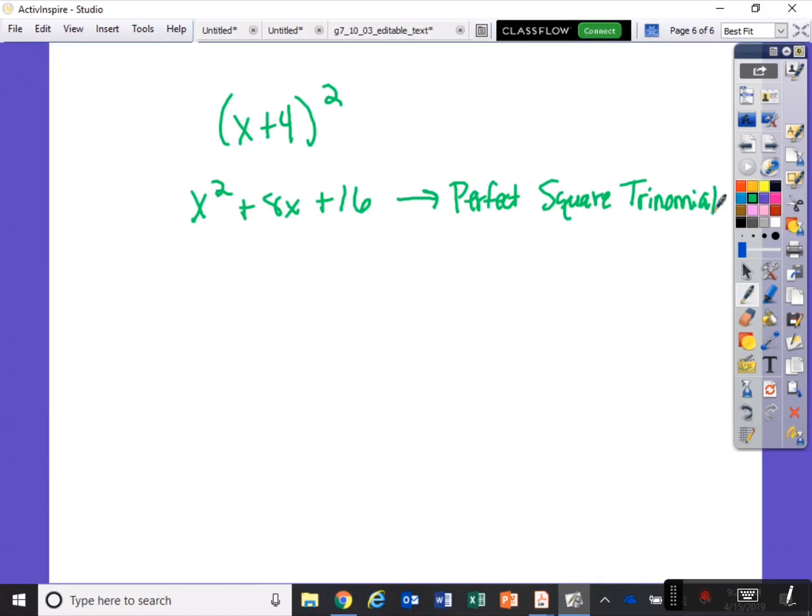We'll do more problems, it'll make more sense. Now, if you recognize that, you don't have to go through all of the processes of factoring, finding your factors of 16 that add to make 8. If you recognize that this is a perfect square trinomial, then you will automatically be able to say, oh, this will factor into a binomial square.